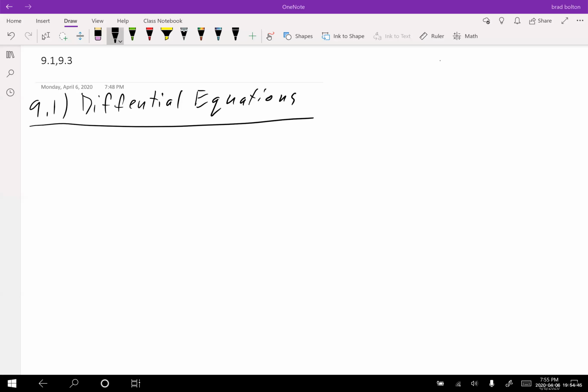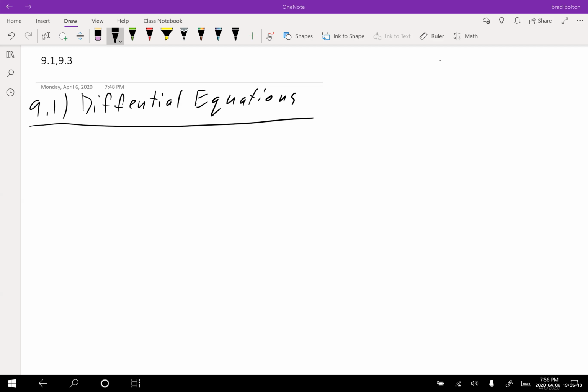9.1, differential equations. This is just an intro to explain what differential equations are. We're going to be working with differential equations, and they relate the rate of change of a function, which we know as the derivative, and higher order derivatives of a function to the function itself. So you're going to have a derivative, maybe a second derivative, maybe a third derivative. And you're also going to have those derivatives related to the original function, say f of x or h of x or whatever the case may be.